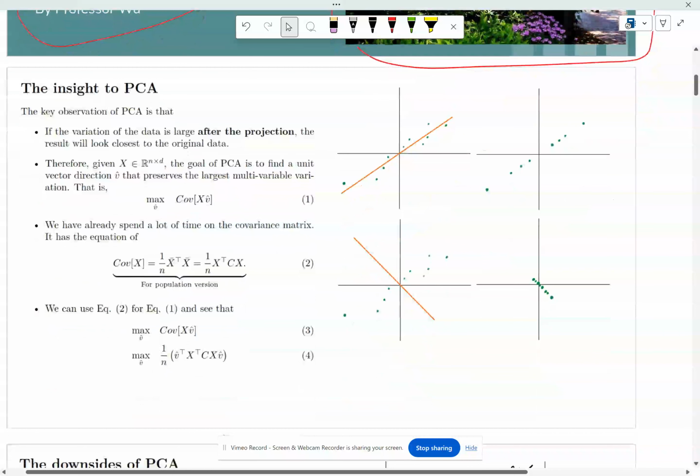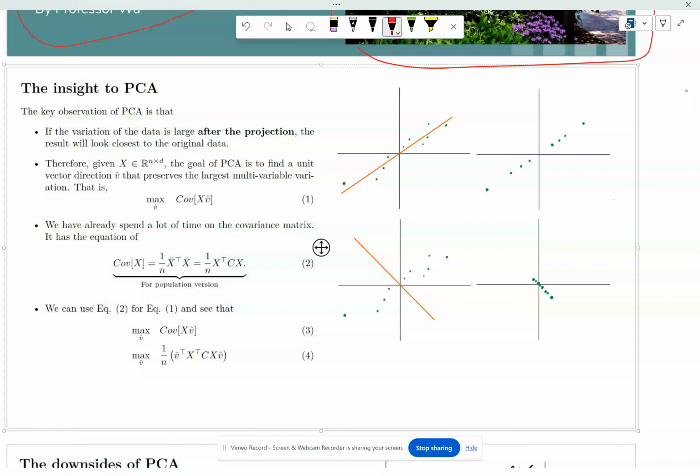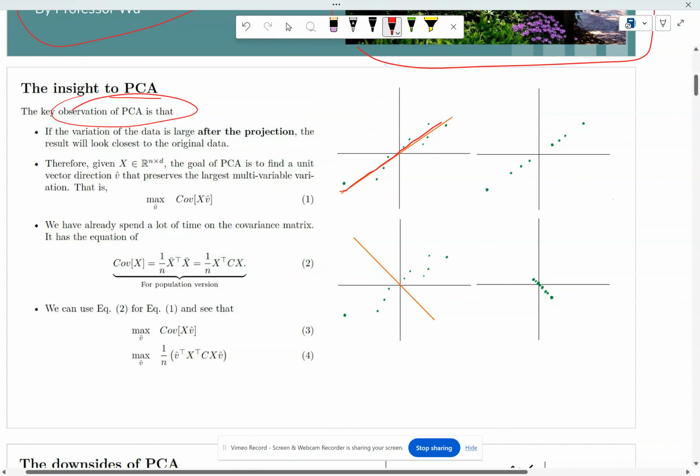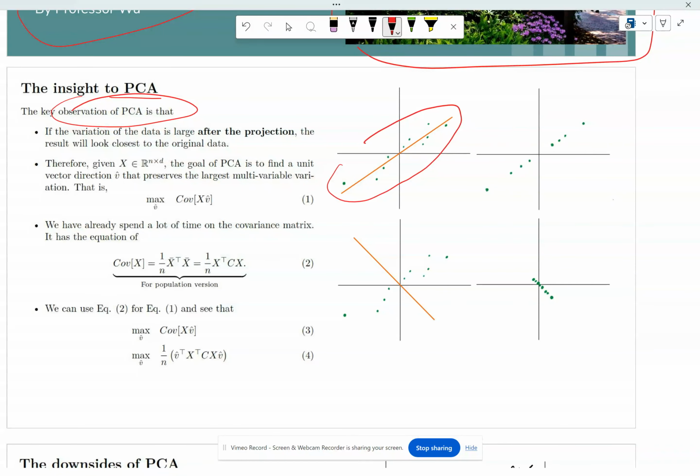In the last class, we talked about this concept called principal component analysis, or PCA. The key observation of PCA is that you have some data, and you want to project the data onto some line such that after the projection, it will look relatively close to the original. So you're trying to preserve the original shape of the data through a projection. In this case, the data lives in 2 dimensions, but you can see the data in this example lives in 1 dimension.